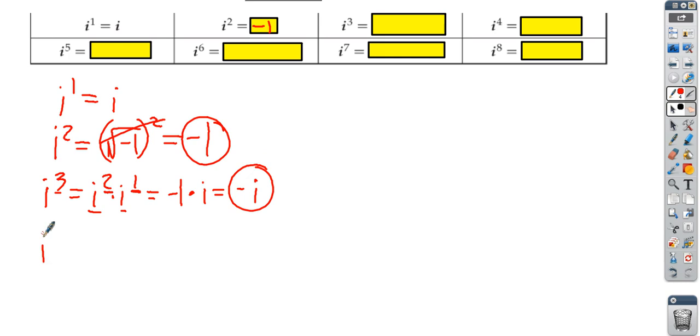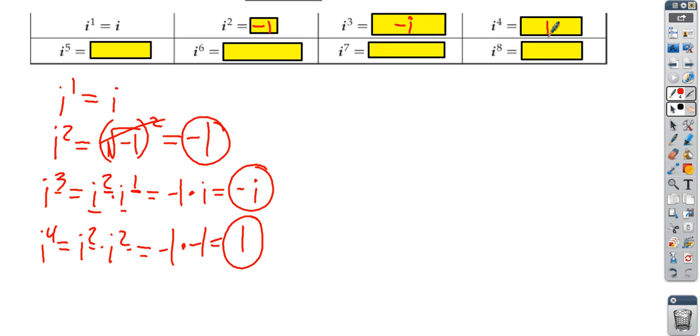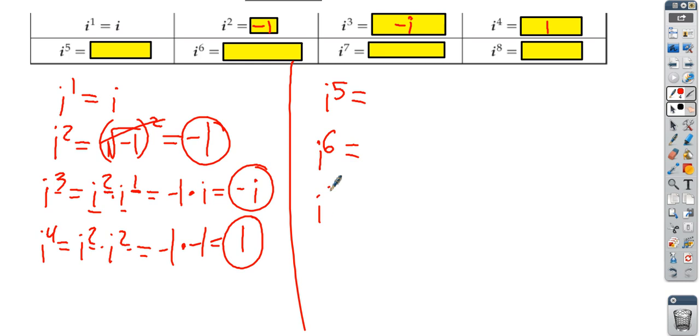Okay, i to the fourth is the same as i squared times i squared, because 2 plus 2 is 4. And we know that i squared is the same as -1, so that's like -1 times -1, which is 1. Okay, so here's the thing, you have these 4 numbers up here. We want to see, is there any pattern here? Does it just keep doing different things, or is there some kind of regular repeating pattern that shows up? And you're about to see there is a pattern.